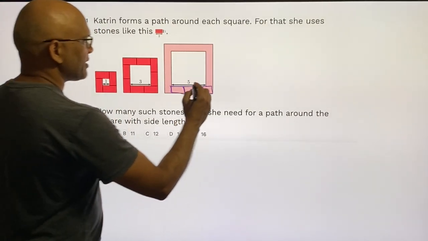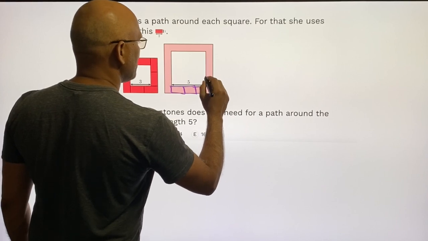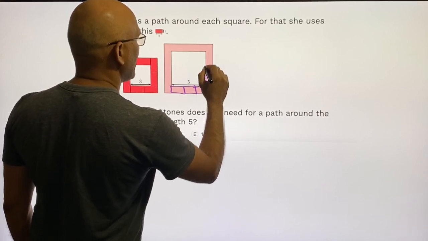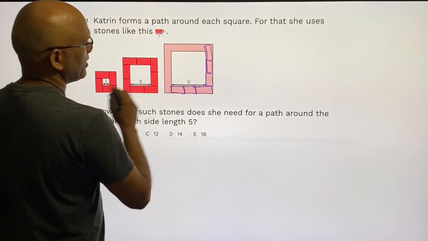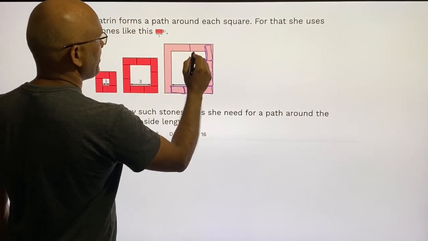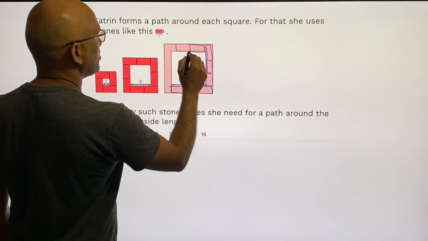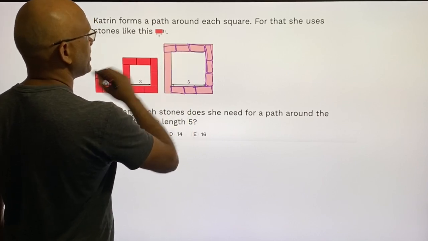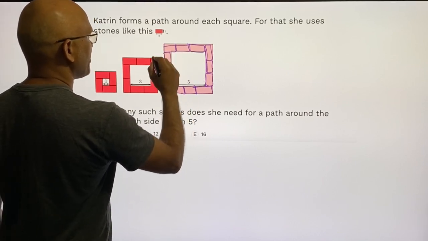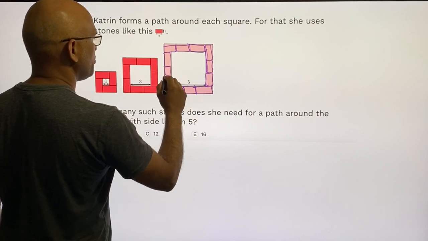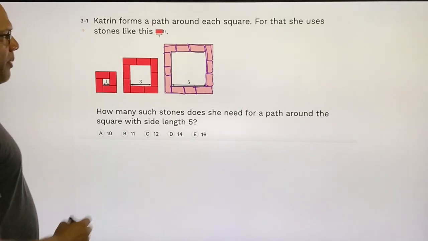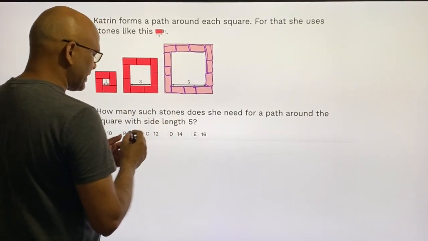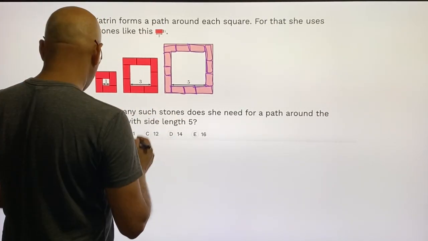Similarly, I can fit 3 bricks here, 1, 2, and 3. And I can do the same here, 1, 2, and 3. I can do the same here, 1, 2, and 3. Now, if I count it up, let's see that this pattern is repeating, right? Let me change the pen color.